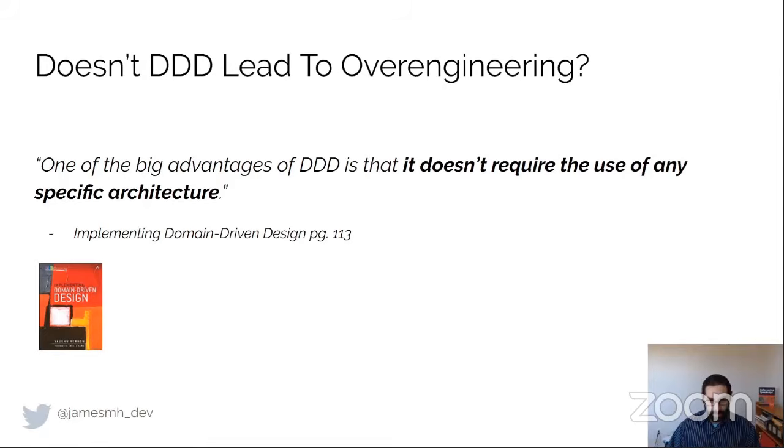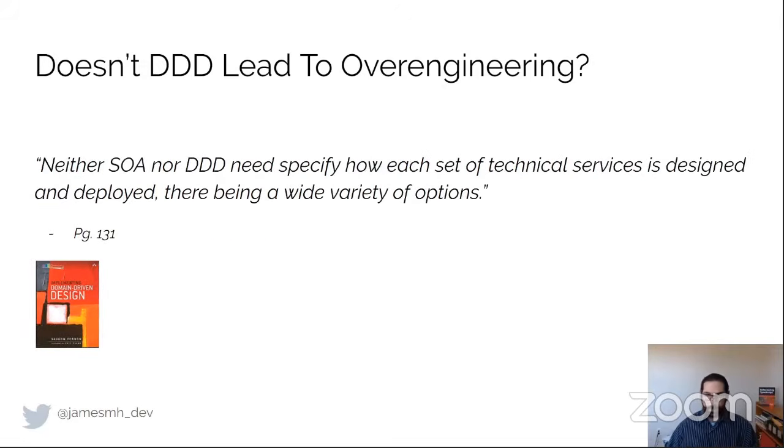So in the Red Book by Vaughn Vernon, Implementing Domain-Driven Design, he points out right away in his architecture chapter that one of the big advantages of domain-driven design is that it doesn't require you to use a specific kind of architecture. You could build a monolith, you could build a distributed system if you want, and you can do things like CQRS. You can make it event-driven. You can use the actor model. It's flexible, and it's up to you to think about what might apply to your own context.